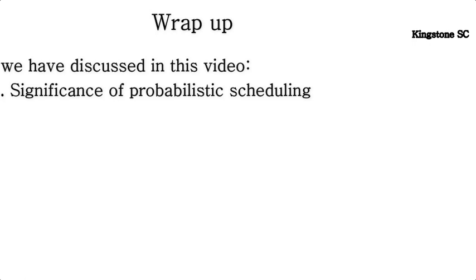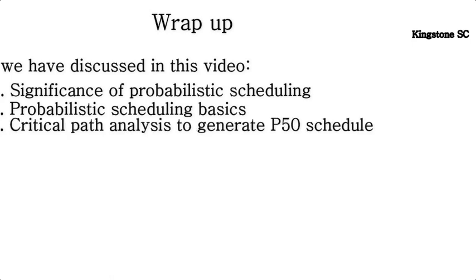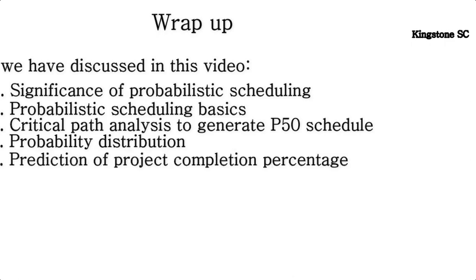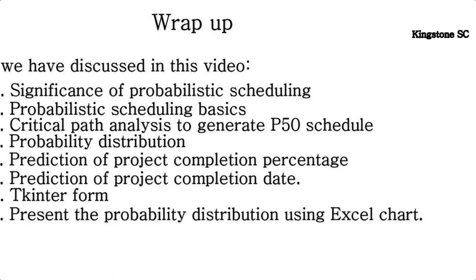By now, we have discussed significance of probabilistic scheduling, probabilistic scheduling basics, critical path analysis to generate P50 schedule, probability distribution, prediction of project completion percentage by certain project date, prediction of project completion date to achieve certain completion percentage, Tkinter form to define desired completion percentage or completion date. Present the probability distribution using Excel chart on the Excel worksheet. Create the unlinked chart for probability distribution and prediction.